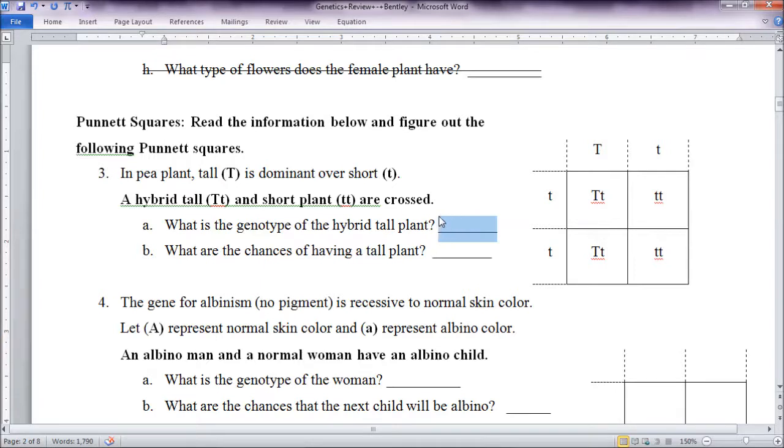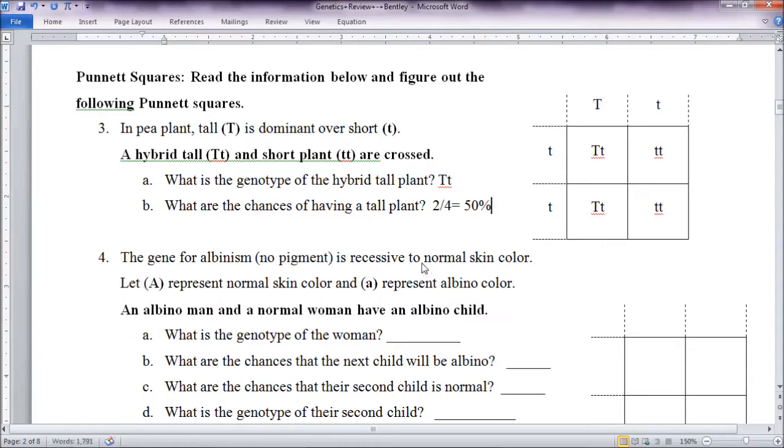So it asks, what is the genotype of the hybrid tall plant? Well, it turns out whenever we do a hybrid, it has to be one of each, which makes it by default tall, because the tall gene wins, because it's dominant. So what are the chances of having a tall plant? Well, we look over here and we see that this one is tall, this one is tall, this one is not, this one is not. And thus it must be 2 out of 4, which equals 50%. I could also say half. Half of my offspring given off by these pea plants, I'd expect to be tall.